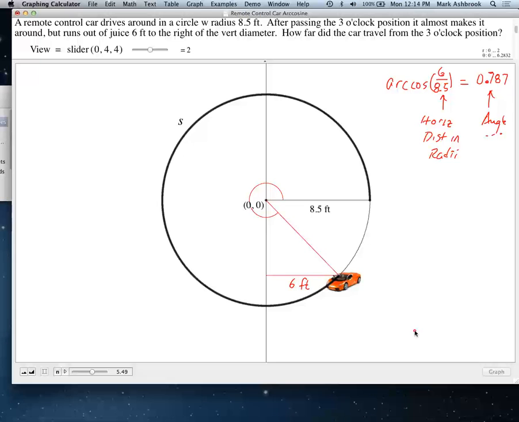Okay, Michelle, what do you think? That number 0.787, how does it relate to our situation? If it was swept clockwise, it would be a negative value, so it's positive. So it's a counterclockwise angle. Is it our angle? So what if it's not our angle? Then what angle is it?